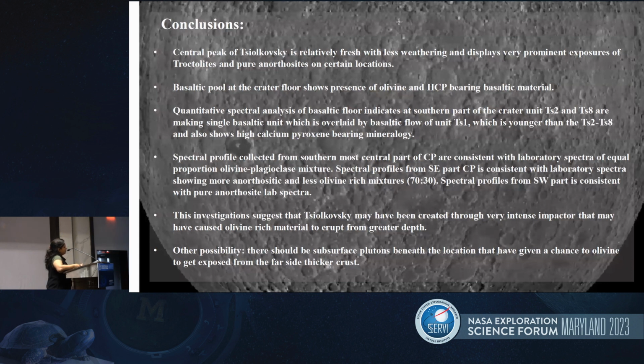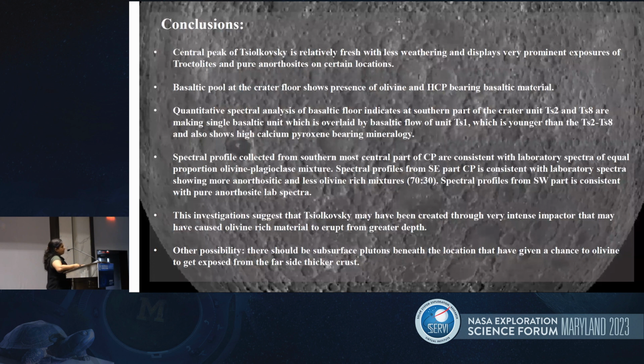That is one of the findings. The other is the central peak: the southernmost part of the uplifted central peak mostly displays troctolitic material with a probable different proportion of olivine and plagioclase mixture, and the southeast part of the central peak displays pure anorthositic material.